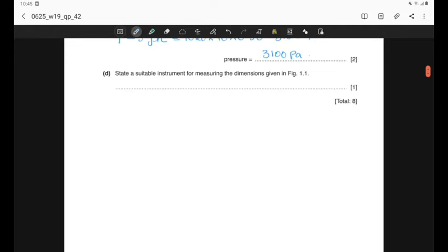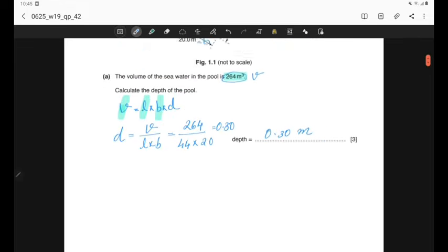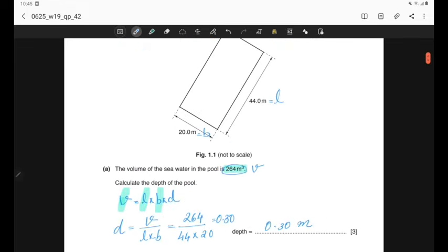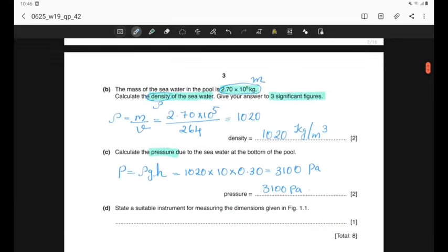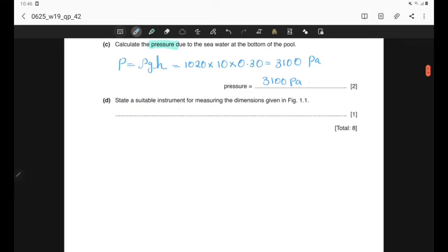Part D. State a suitable instrument for measuring the dimensions given in figure 1.1. So let's look at the figure and you can see it's 44 meter, 20 meter. So we can't use a screw gauge or a meter rule. Those are all for small measurements, but here 44 and 20 meters are quite big. So we can use a tape. So the answer is tape measure.